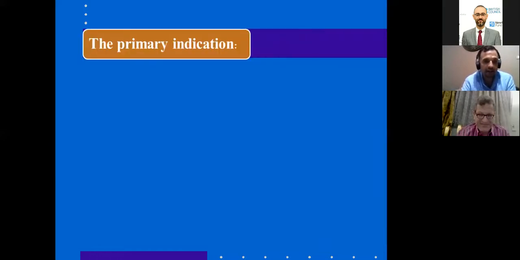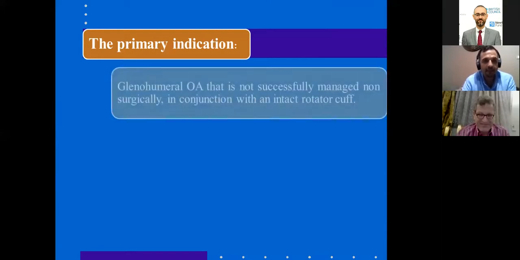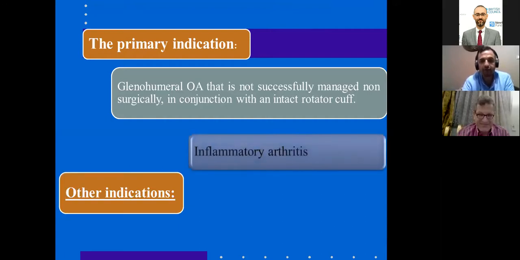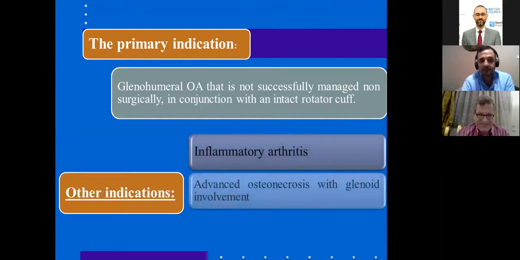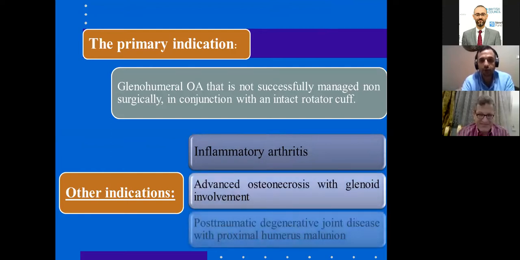In our lecture on arthritic shoulder arthroplasty, the primary indication is glenohumeral arthritis that is not successfully managed non-surgically, in conjunction with an intact rotator cuff. Other indications include inflammatory arthritis, advanced osteonecrosis with glenoid involvement, and post-traumatic degenerative joint disease with proximal humerus malunion.